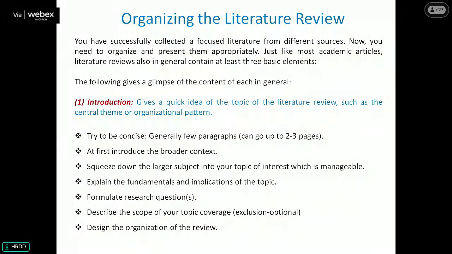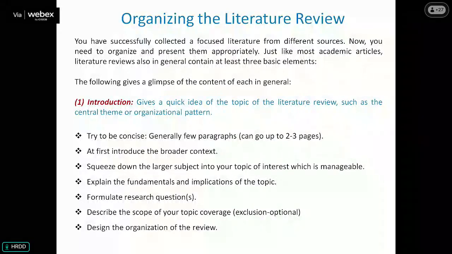So what happens? The following gives a glimpse of the content of each in general. There are 3 basic areas which will be presented in a review article, and you have to have a good skill in presentation. And presentation is also included in research methodology. Kallon sir will take that in the end. You will go for oral, give poster and oral presentations as well, during your research years.